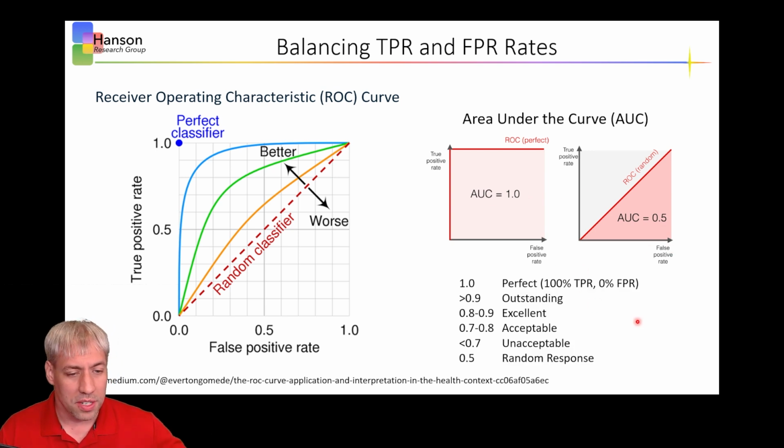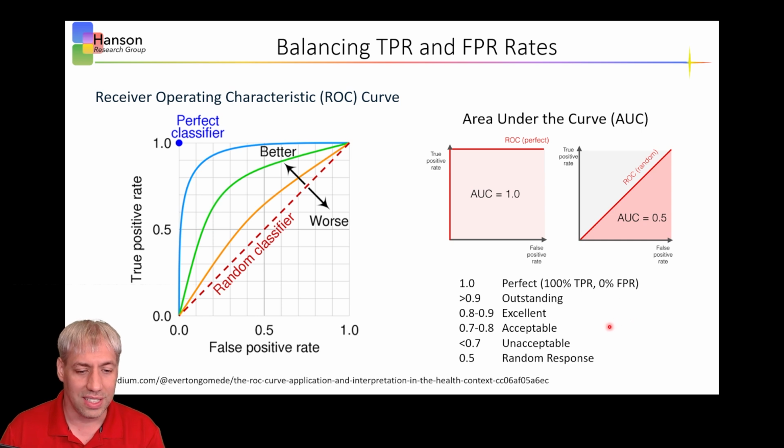And so there are some generally accepted ROC statistics, or area under the curve statistics, where if it's 0.5, it's a random response. Less than 0.7, it's unacceptable. 0.7 to 0.8 is acceptable. 0.8 to 0.9 is excellent. Greater than 0.9 is outstanding.